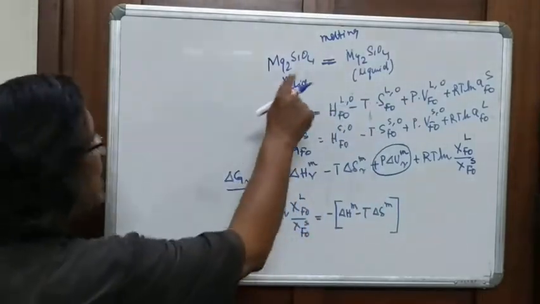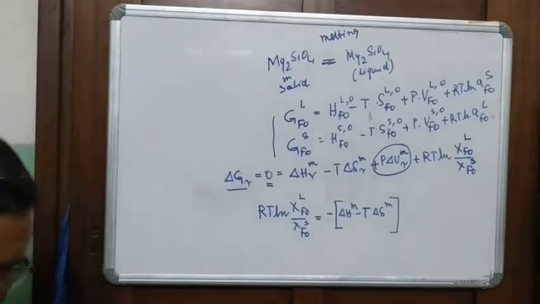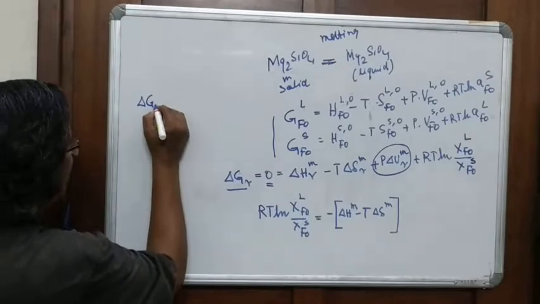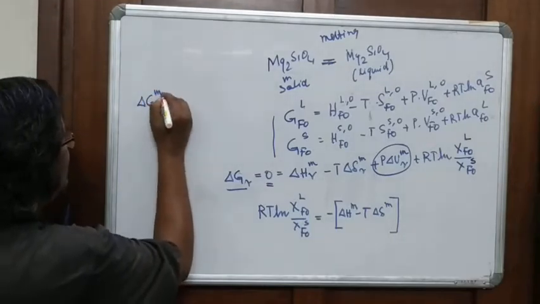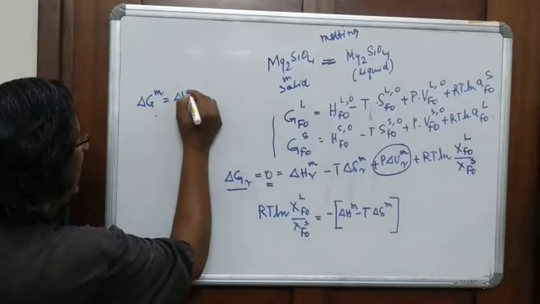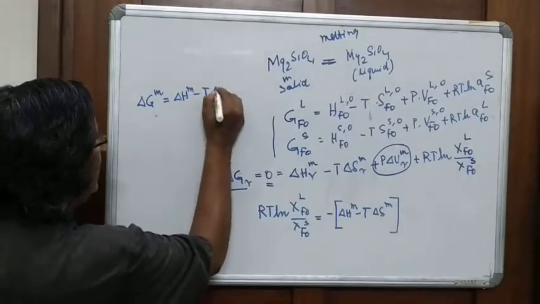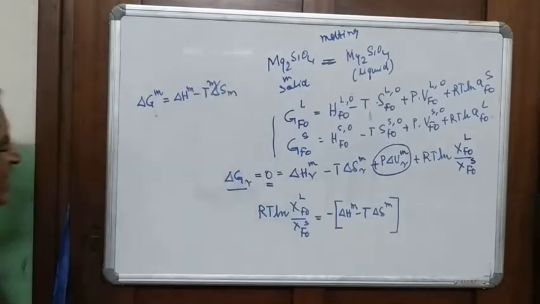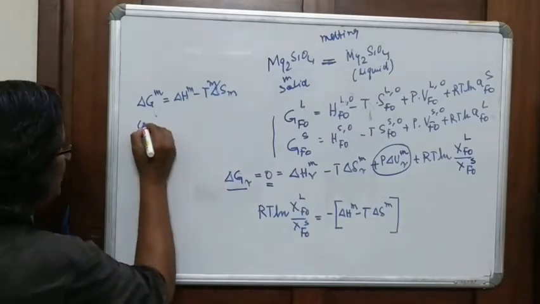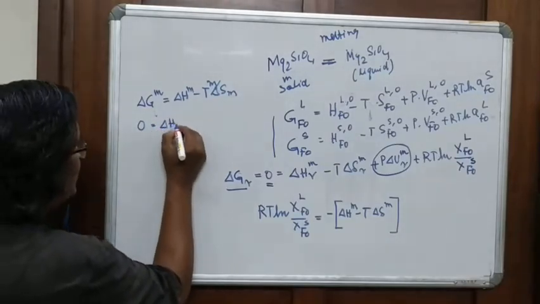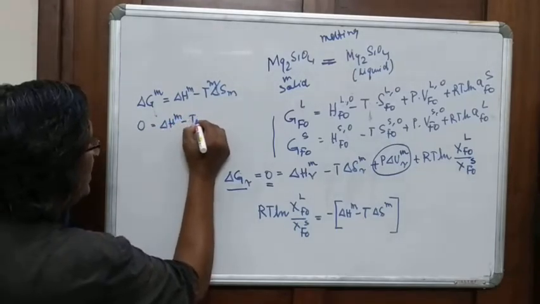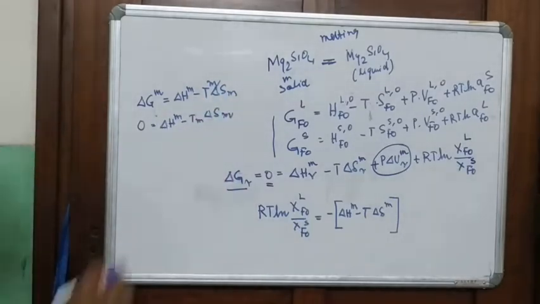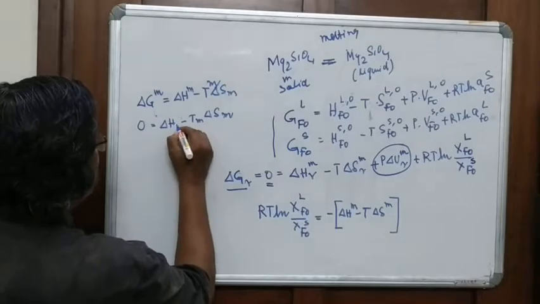Now, if it was pure phase, then the free energy change of the reaction would have been delta G melting is equal to delta H melting minus T into delta S melting, and then at Tm, the melting temperature, this will be 0 and this will be delta H melt minus Tm into delta S melting. Have you understood? I'm writing it up and down, but it doesn't matter, you can understand.